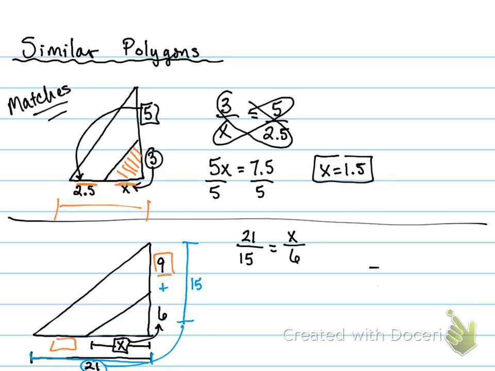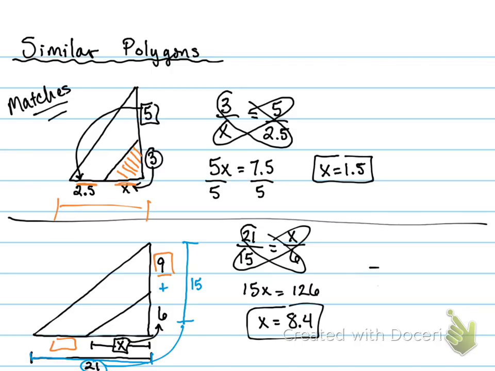Okay, and then we're going to cross multiply just like we always do here. 15x equals 21 times 6. So 21 times 6 is 126. And we divide by 15. We get that x is equal to 8.4. Okay, so kind of the same idea of matching things together, maybe getting the whole or just the part. That's going to help me as I go through these problems.